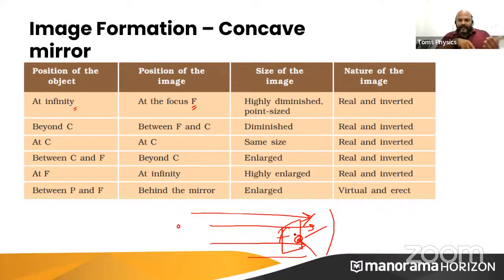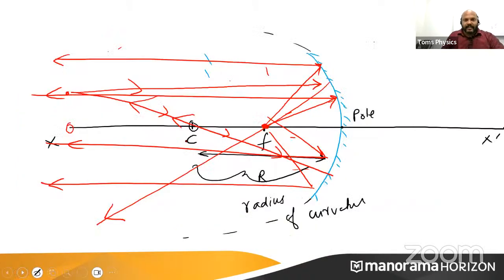So any image that we can get on a screen is a real image. Now, we were at infinity first. Now we are coming closer and closer to the concave mirror. So now we are not at infinity, but we are still beyond C, that is center of curvature. If you notice in the previous case, this is the center of curvature. So we are somewhere here now.